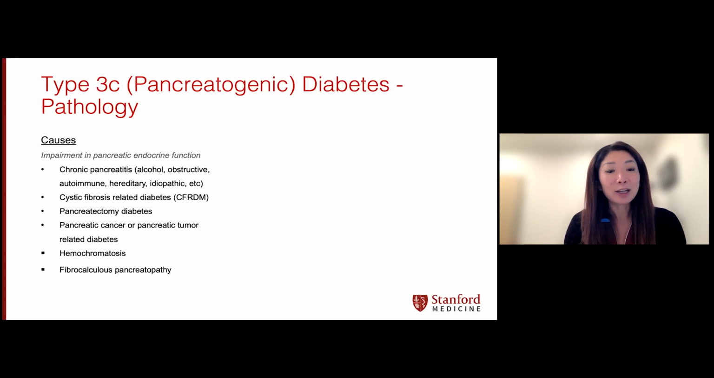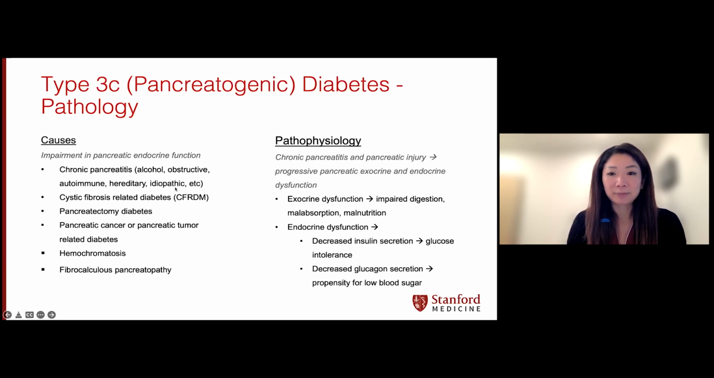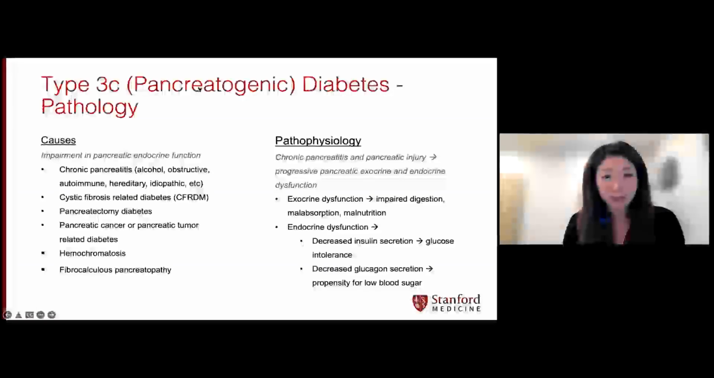Patients may also have had pancreatectomies, and as Stanford does a lot of these surgeries, we often have patients who have had either part of their pancreas or their entire pancreas removed for either pancreatic tumors or pancreatic cancers. Less common causes can include hemochromatosis and fibrocalculous pancreatopathy. The pathophysiology involves really destruction of the pancreatic cells that make the normal digestive enzymes and the hormones. Chronic inflammation leads to pancreatic injury and progressive scarring and dysfunction.